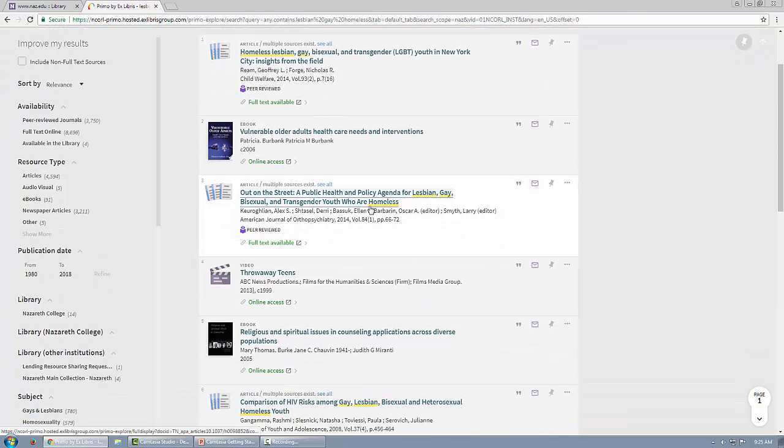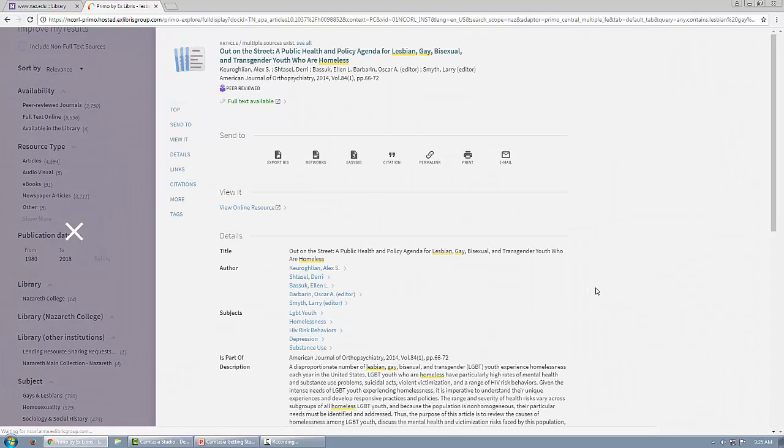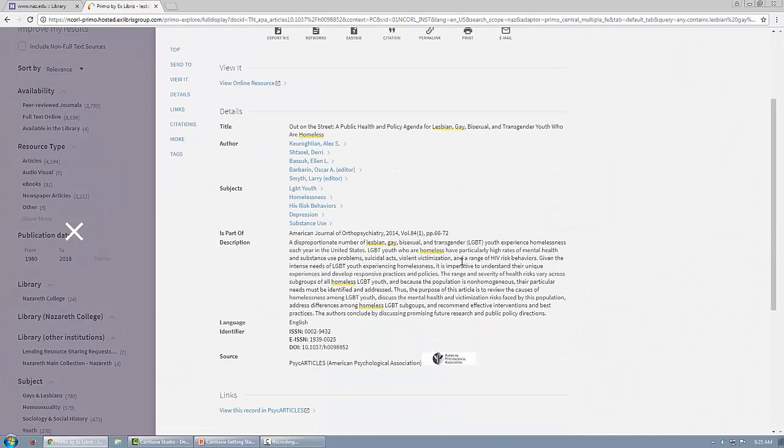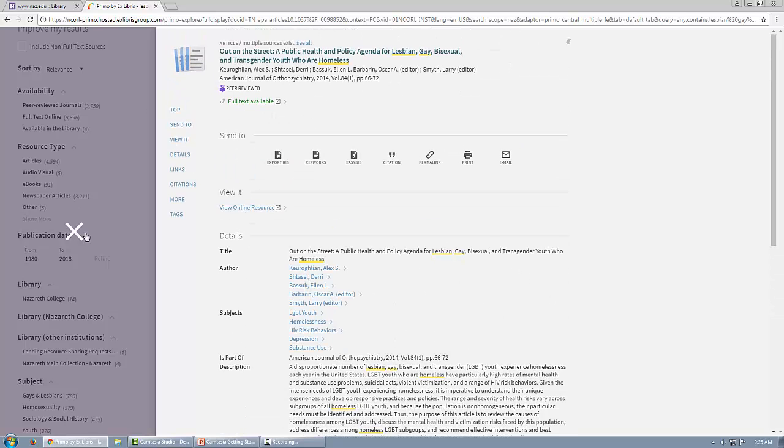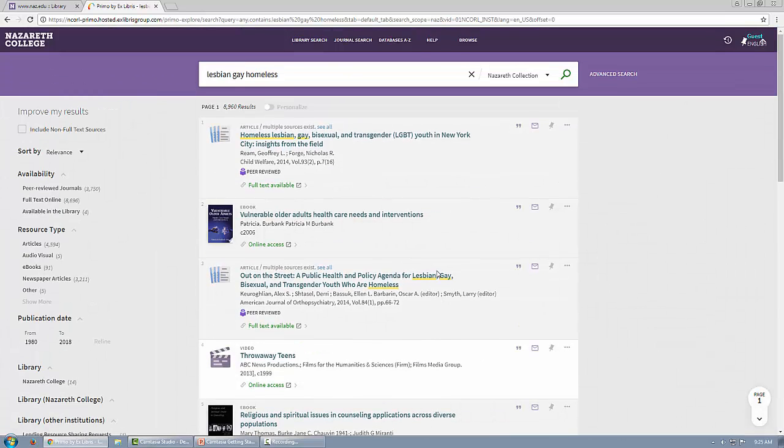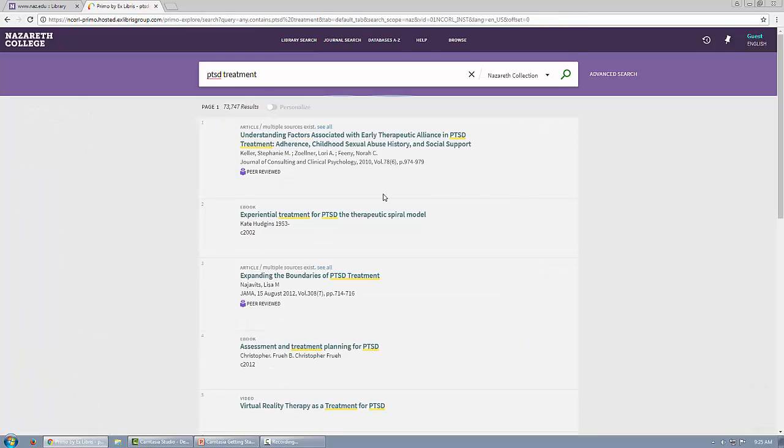And this looks like a great article. "Out on the Street: A Public Health and Policy Agenda for Lesbian, Gay, Bisexual, and Transgender Youth Who Are Homeless." If I click on that title, I can see all the places where my keywords came up, and it looks just a little bit more relevant. Okay, so you can certainly try using those acronyms, but I think that you'll get better results if you spell them all the way out.